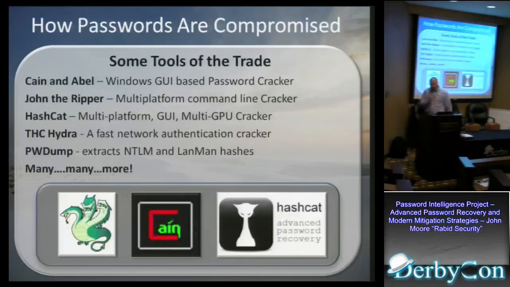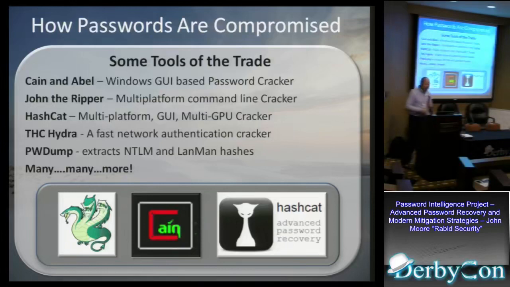We know where they come from. How do we recover them? How do the bad guys recover them? How do pen testers recover them? Okay? Now there's a lot of tools out there. Like I said, I'm going to use one just because I like the GUI. It gives me a chance to show you guys what I'm talking about. I'm going to use Cain and Abel.